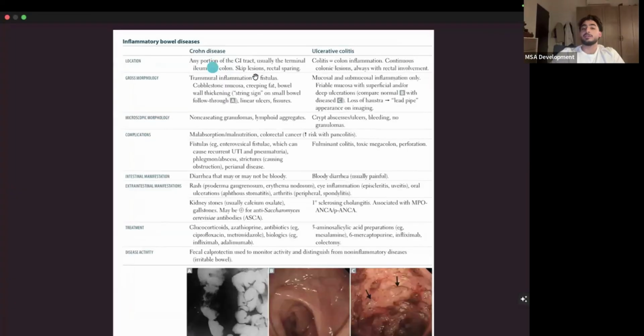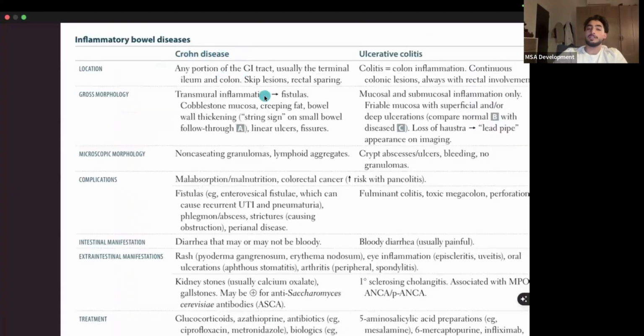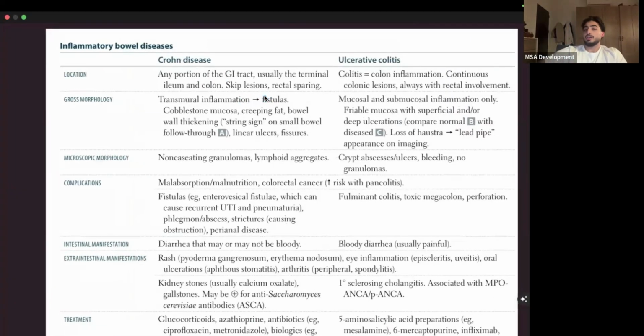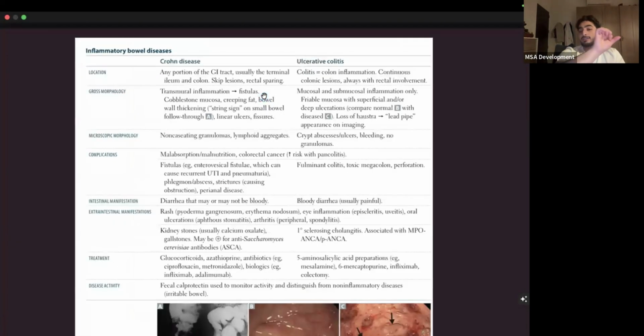And the other thing you need to remember is that Crohn's disease usually begins in the terminal ileum, but it can have skip lesions, which means you can have a lesion in the terminal ileum and at the same time some other abnormality somewhere else in the GI tract, even aphthous ulcers, for example, in the oral mucosa. Whereas ulcerative colitis is going to be continuous colonic lesions, so it spreads in a non-disruptive way. It's uninterrupted, and it always involves the rectum.